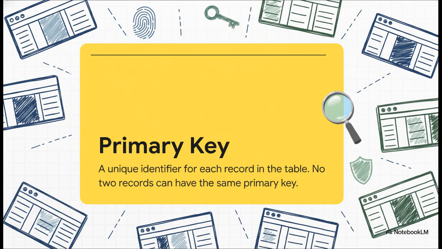This one is absolutely crucial. It's a totally unique ID for every single row of data in a table. Just like your driver's license number is unique to you, a primary key ensures no two records are ever the same. It means we can always find exactly what we're looking for with zero confusion.